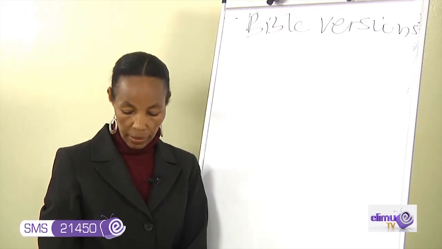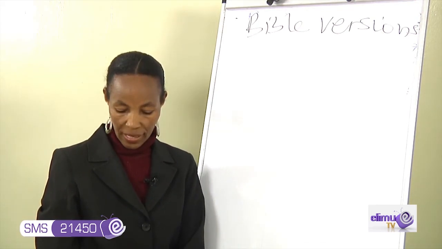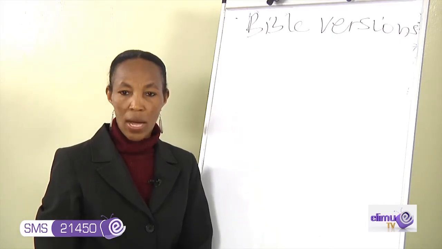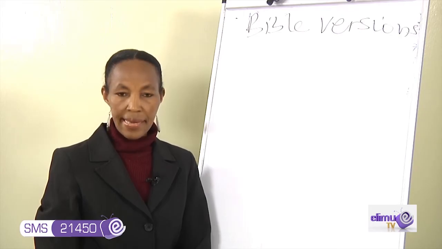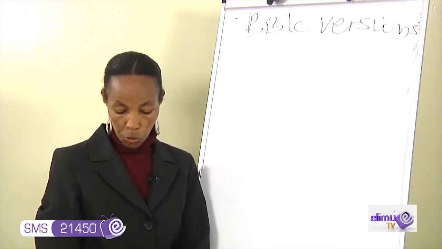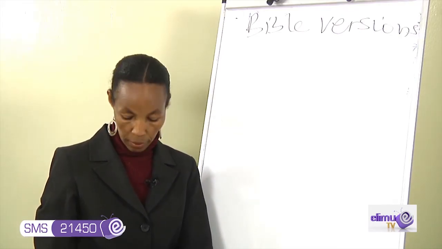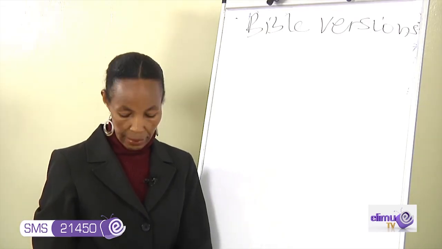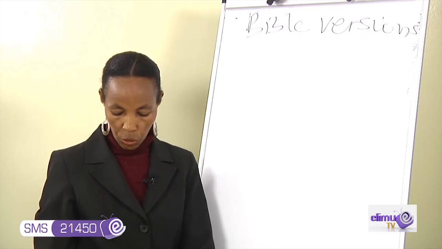A version is the construction of the language that a translator of the Bible uses in his work. The aim is to make the Bible content simpler to understand without distorting the message in the original language.